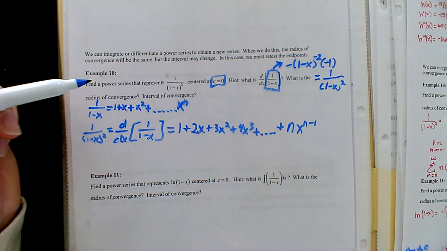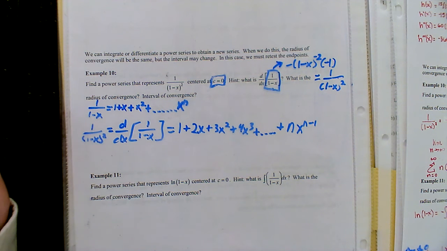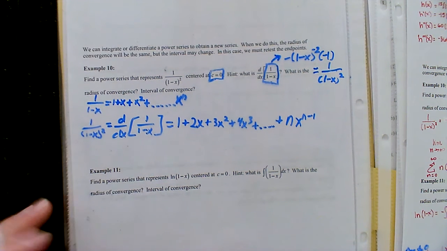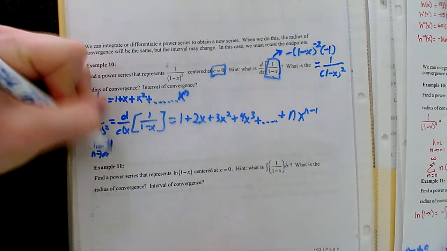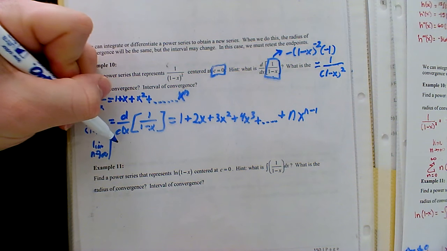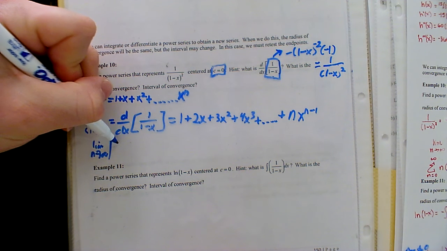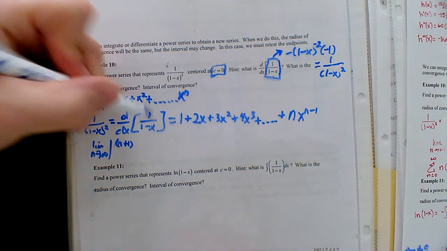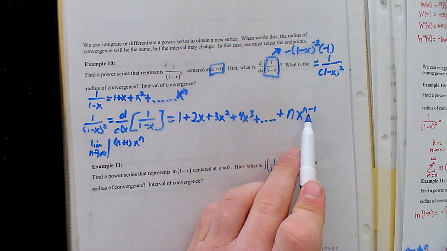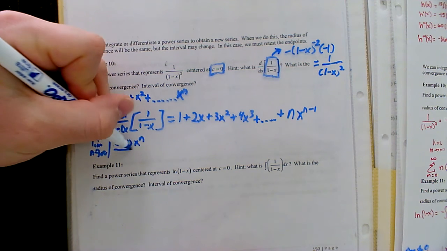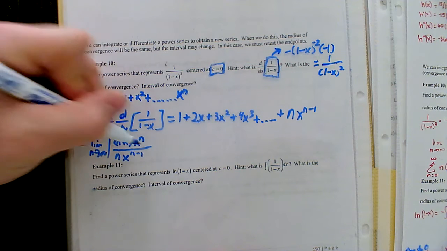So we've created our new power series. Now we just need to find our radius of convergence and interval of convergence. So, like we've done before, we're going to do the ratio test. Limit, absolute value. Again, it's the n plus 1 term over the original. So we're going to have n plus 1 times x to the n, because remember this is n minus 1. If you add 1, it's just n, over n times x to the n minus 1.